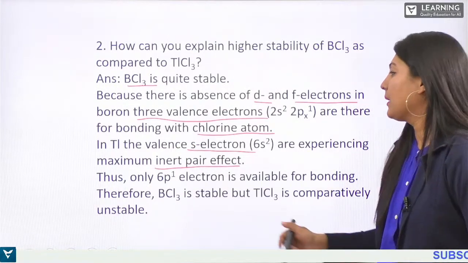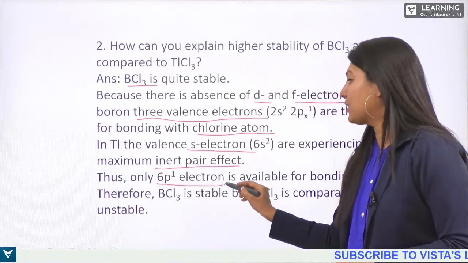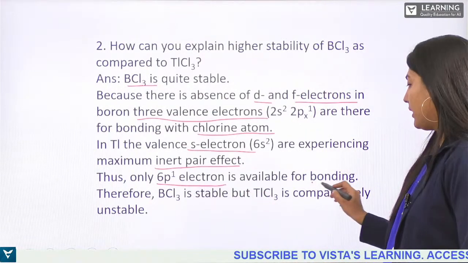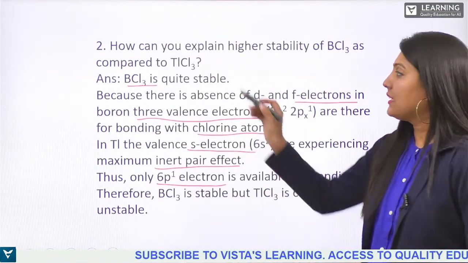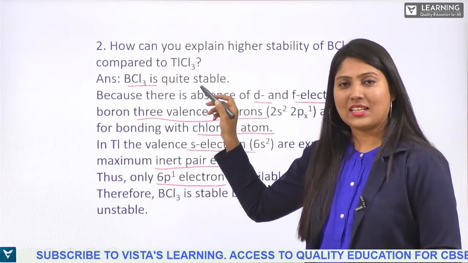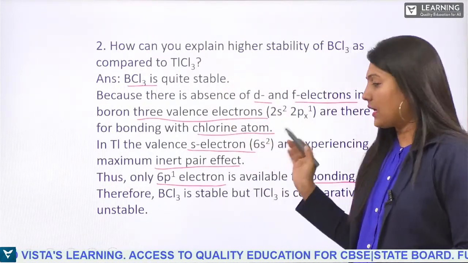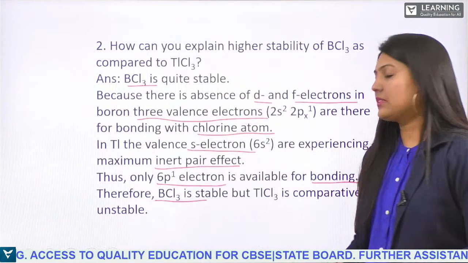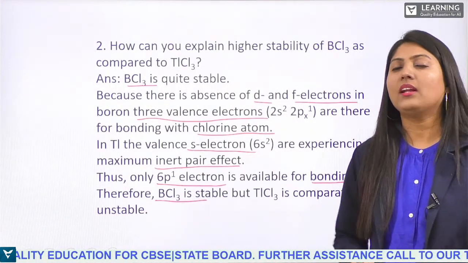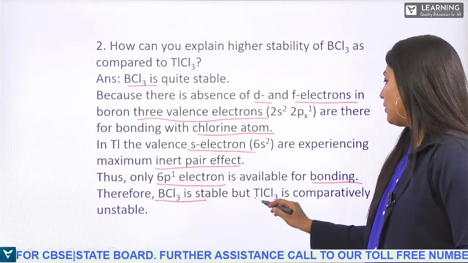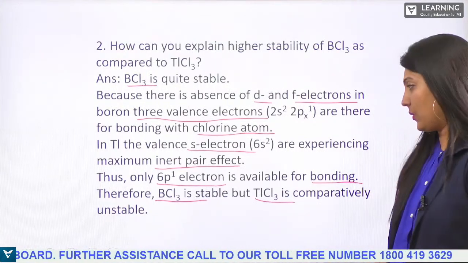Thus only the p orbital electron is available for bonding, and hence TlCl3 is not much stable compared to BCl3. That means boron trichloride is more stable than thallium trichloride.